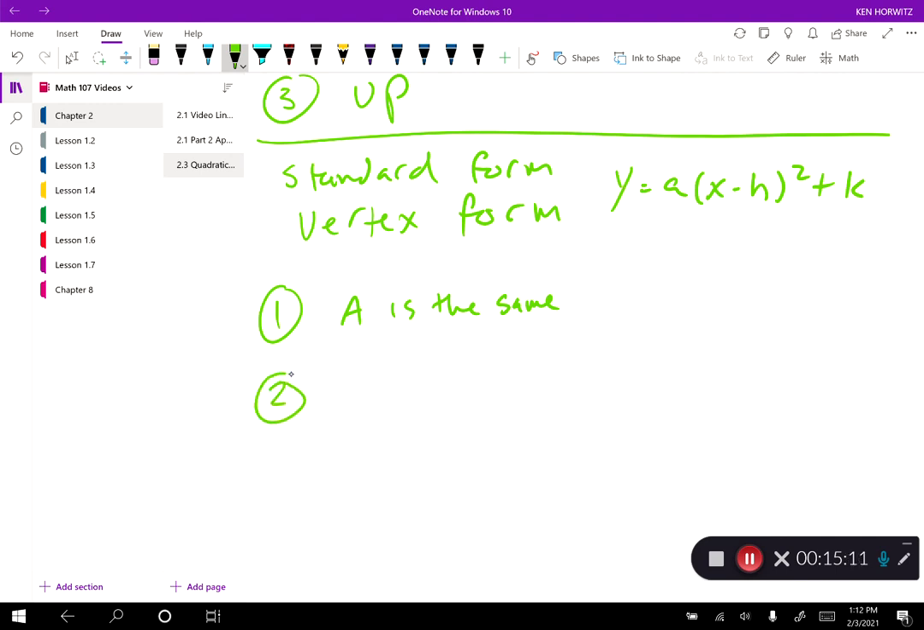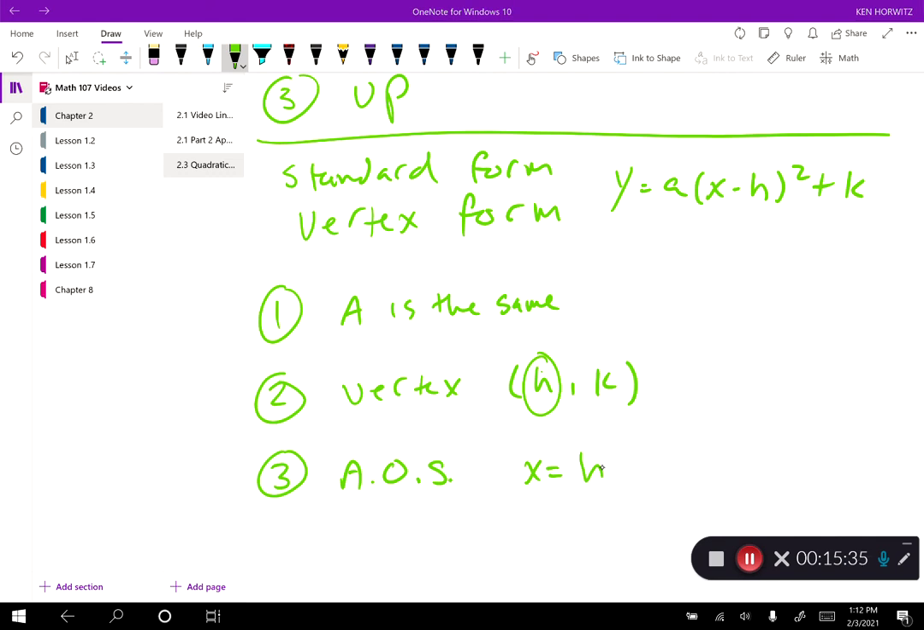However, your vertex is a whole lot easier to find because your vertex is h comma k. All right, and your axis of symmetry, I'm going to use AOS for axis of symmetry, is x equals, and again, we get it from the x coordinate of our vertex, x equals h.